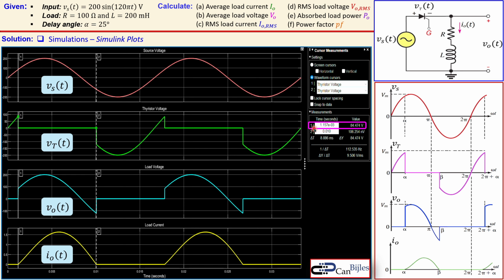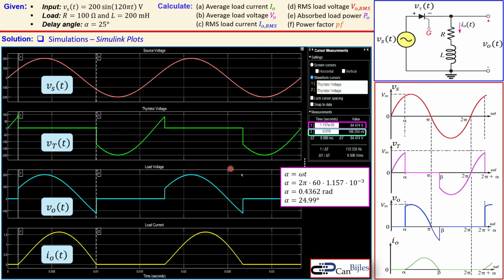You see here the 1 and the 2. The first one is at 1.157 milliseconds, because there you see that the peak value is appearing and it will then jump to 0. That is also our alpha, because if you calculate that from this time using the omega, you'll get approximately 25 degrees, which is also our delay angle. So it is indeed correct. It is firing at the correct angle.